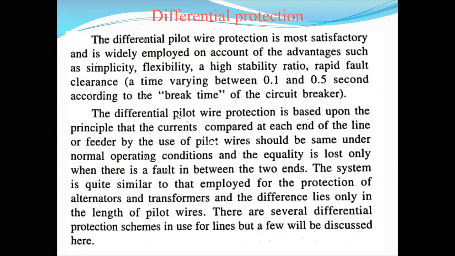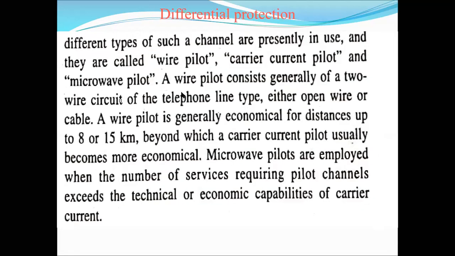Differential pilot wire protection is based upon the principle that the current is compared at each end of the line of a feeder. We take one feeder line, and at both ends of that feeder line we connect two CTs through pilot wires. This can be observed in this diagram. This is the feeder line, and at both ends we connect the two CTs, CT1 and CT2. These two CTs are symmetrical in nature, identical CTs.